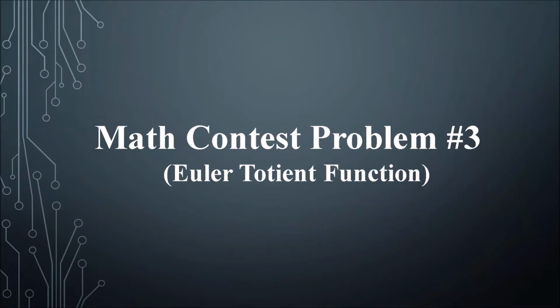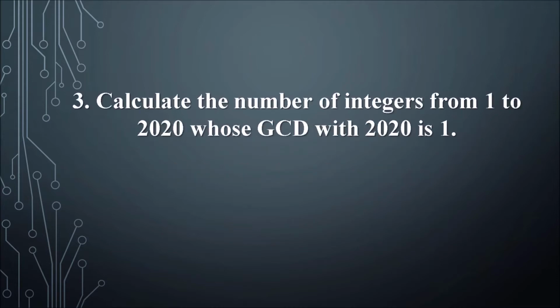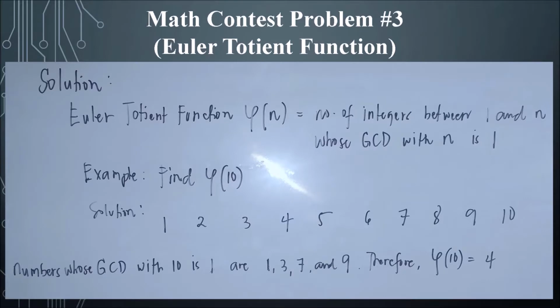Math contest problem number 3. Euler Totient function. The problem is, calculate the number of integers from 1 to 2020 whose GCD with 2020 is 1. Solution. First, we need to define Euler Totient function.